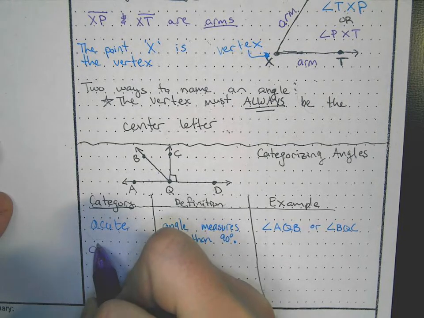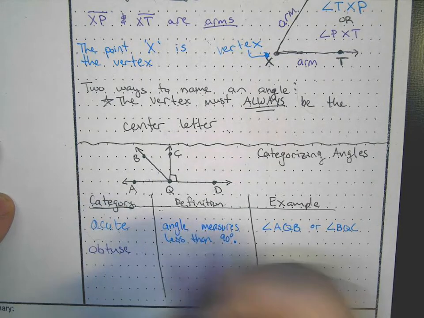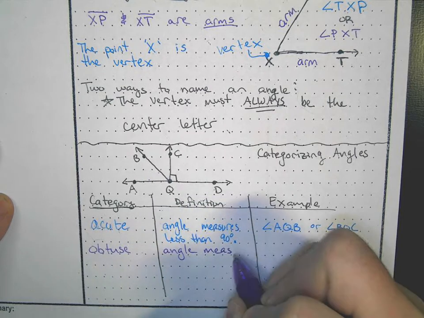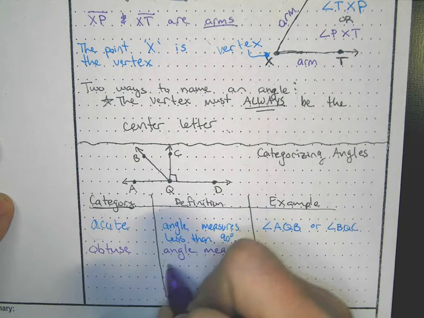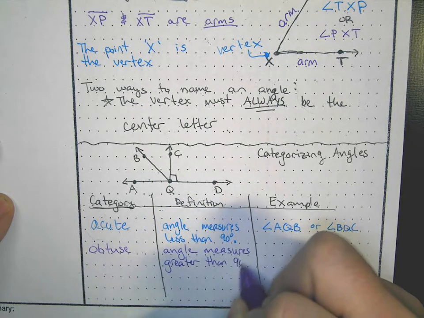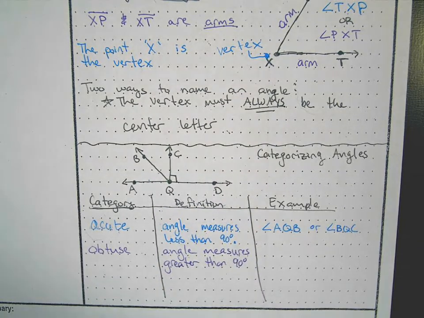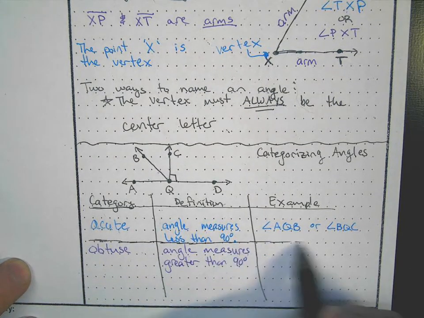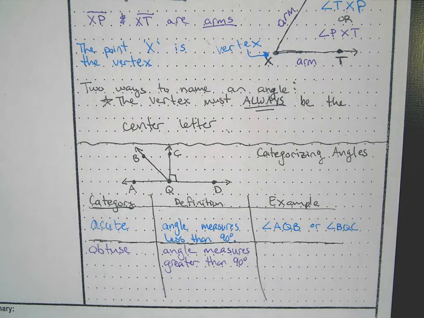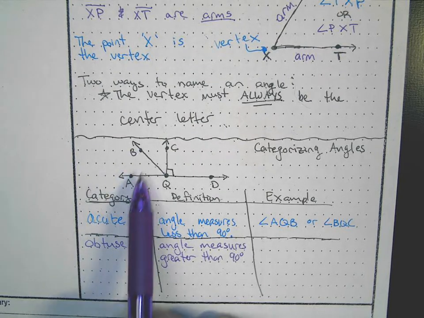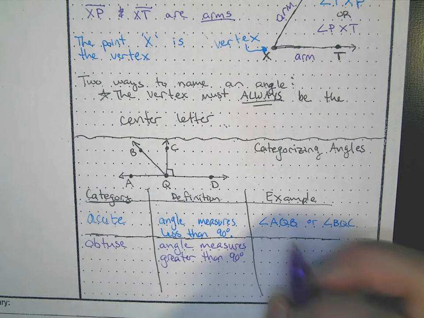Next we'll do obtuse. And that's an angle that measures greater than 90 degrees. So which angle measures greater than 90 degrees? Well, that's going to be this angle, BQD.